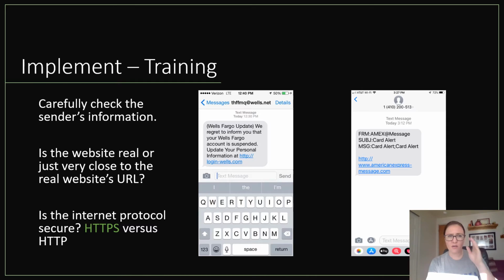I think training is often most successful in person and when there are real-world examples and visuals to use, not just theoretical discussions. Some topics I would be sure to cover with these examples in a training would be that users need to look for information about the sender. So if you look in both of these examples, the email address is just a little bit off. The phone number is not a company phone number.